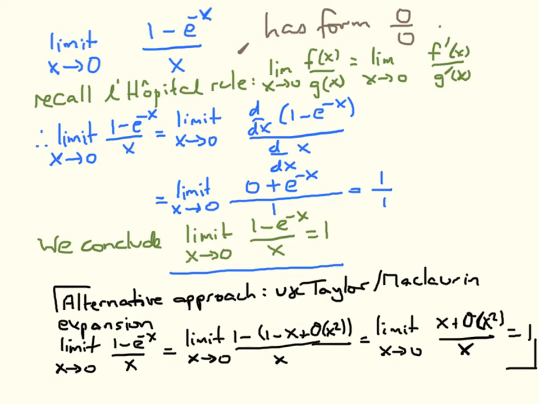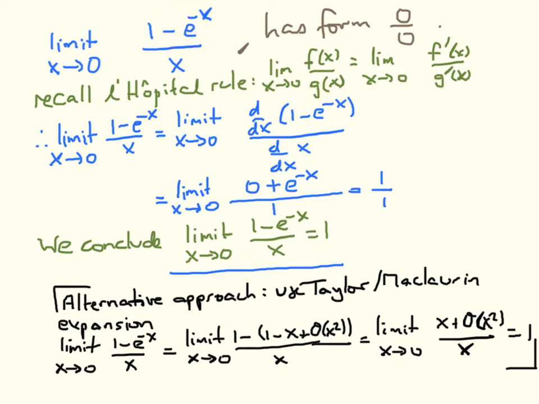So the second question asks us to look at the limit as x goes to 0 of 1 minus e to the minus x over x. Well, as x goes to 0, this is going to vanish, so it looks as though we're going to be dividing by 0, but the numerator is 1 minus e to the minus x, so as x goes to 0, we'd have 1 minus 1, so this looks like 0 over 0, and we have to think hard about what the limit is. So now what we do is we're going to use L'Hopital's rule.